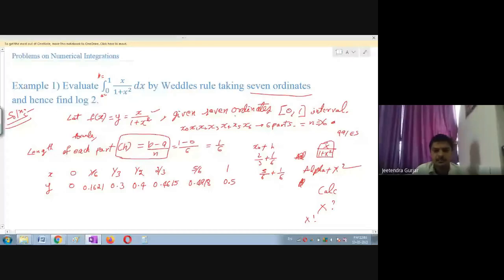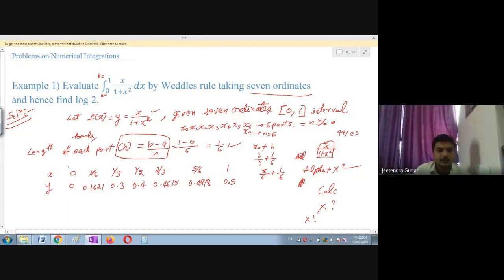Tell me why I have taken this 6? Because they have told you 7 ordinates. 7 ordinates means how many parts are there here? x0, x1, up to xn. So you can see n is nothing but 6 parts. So therefore, I have taken 6. So 1 minus 0 upon 6 is equal to 1 upon 6. Till here, everyone understood?